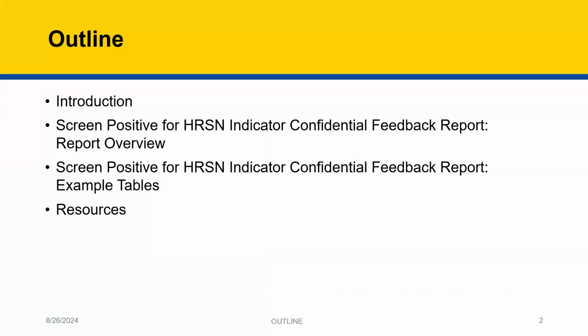To begin, this slide provides an outline of what we will cover in this webinar. Our goal is to first provide an introduction that explains the purpose of the Screen Positive for Health-Related Social Needs Indicator report and how to access your report. We will then provide an overview of the report, including some report basics, data sources, and results included in the report. Next, we will walk through example report tables to show what these will look like and how we can interpret our results. We will conclude by sharing some resources that are available to help with accessing and understanding your report.